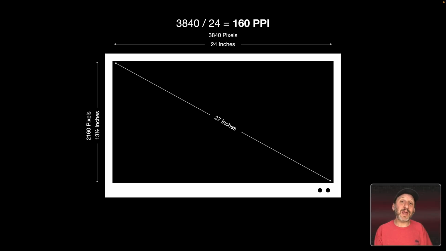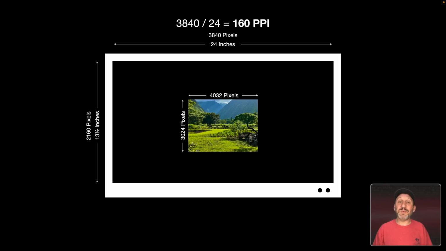Now what happens when we put an image on the screen? Say we take our 4032 pixel wide image and put it on the screen. There are more pixels in this image than the entire screen, and we're not even using the whole screen. We're only using about 1,000 pixels in the middle of it to actually put the image. So what's going on here? How can there be a higher PPI right here in the middle of the screen where this image is than the entire screen in general?